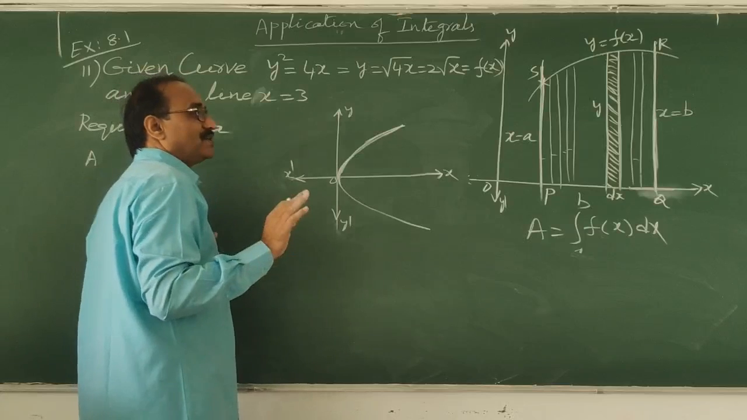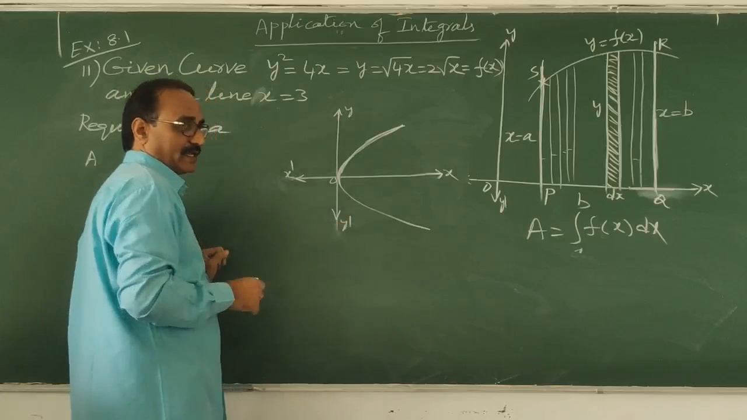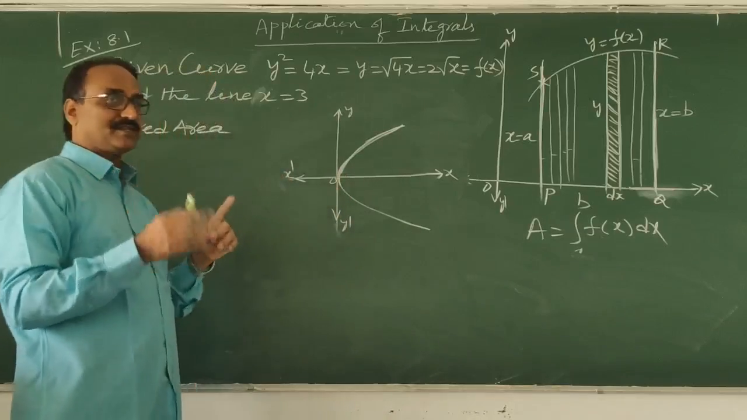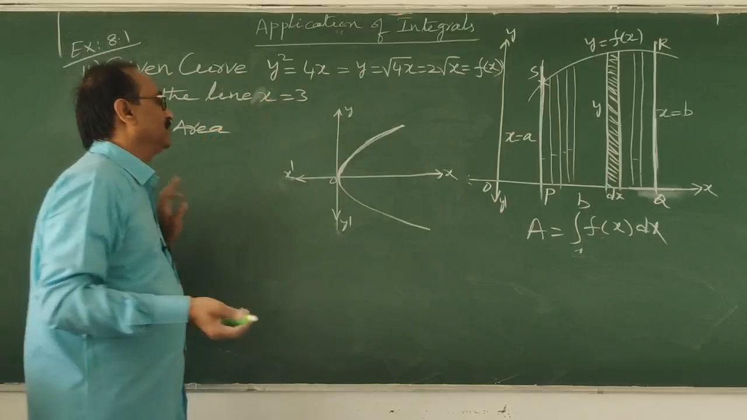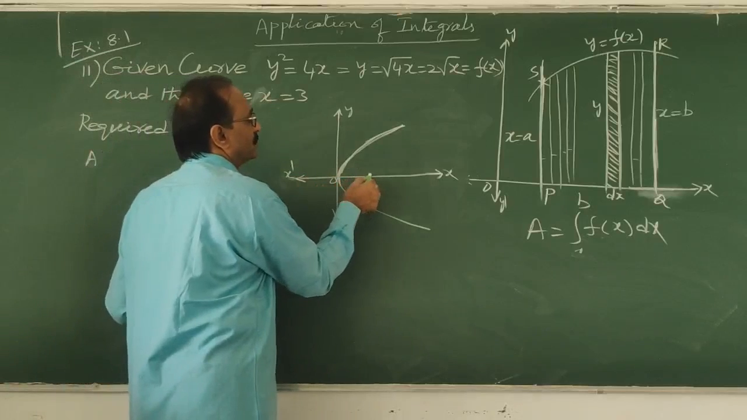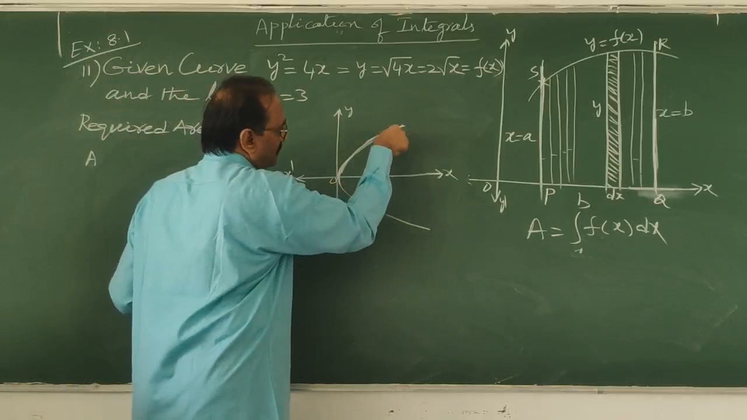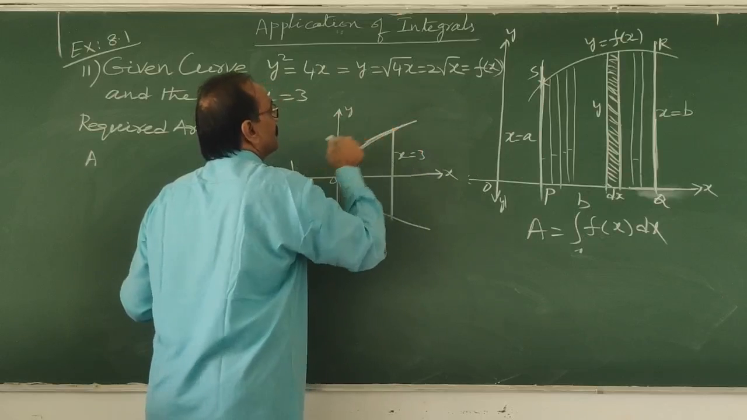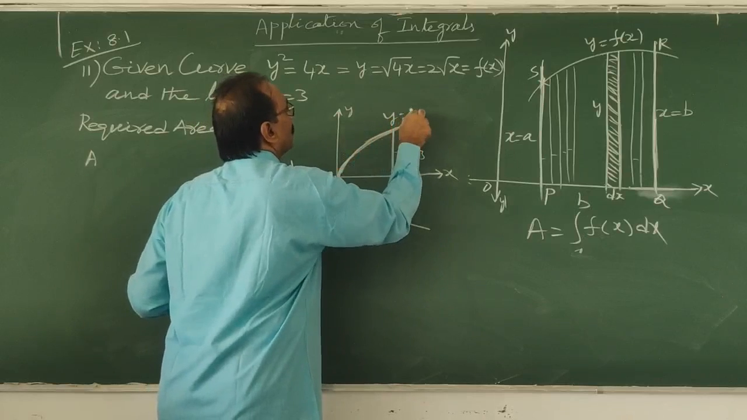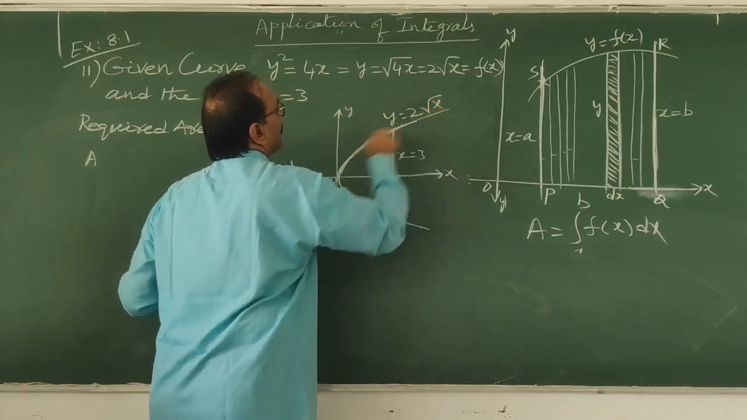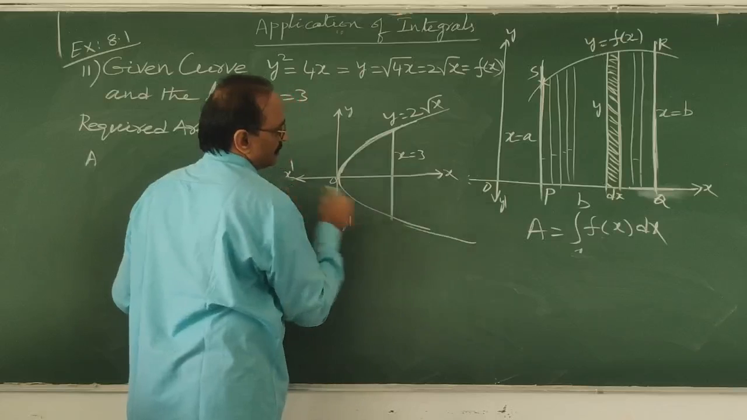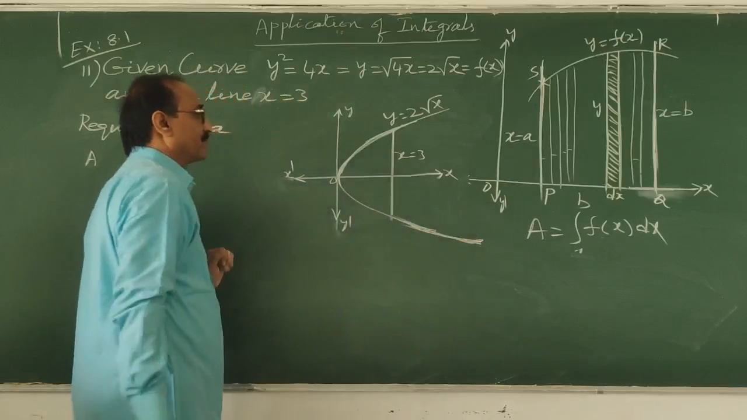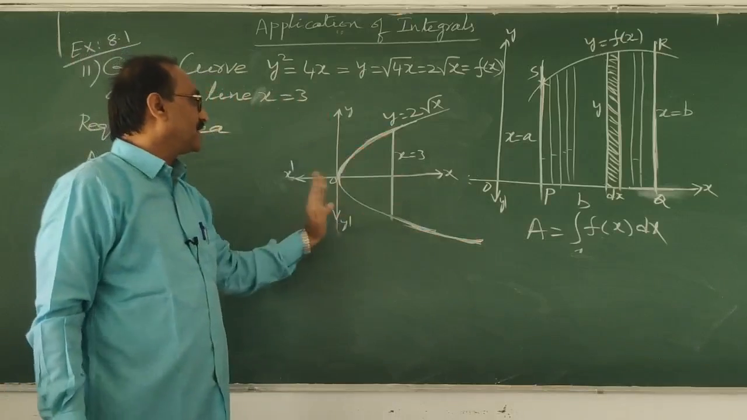Now, this time he didn't mention first quadrant, second quadrant like that. And he has not given two lines, only one line is given, x is equal to 3. So 0, 1, 2, 3, we will say this is 3. This is x is equal to 3. What is this equation now? y is equal to 2 root x. It is like this. Now, x is equal to 3 is parallel to the axis.